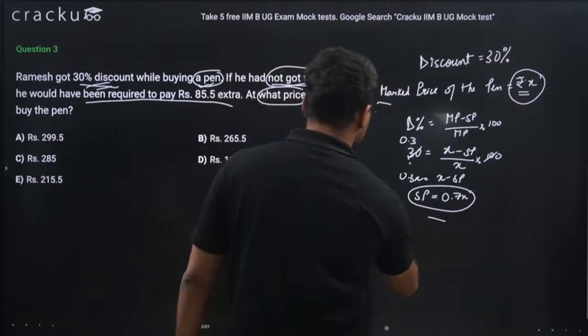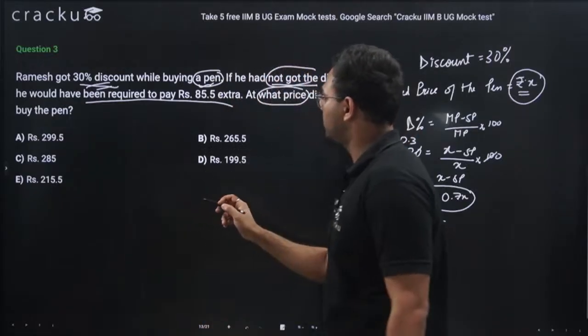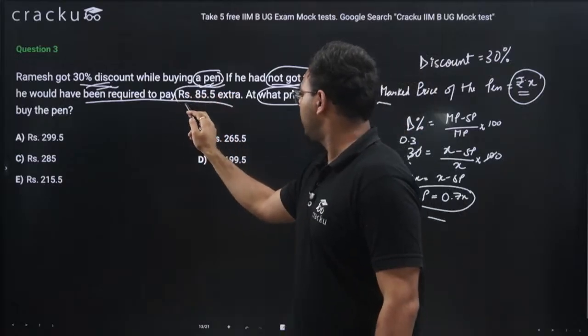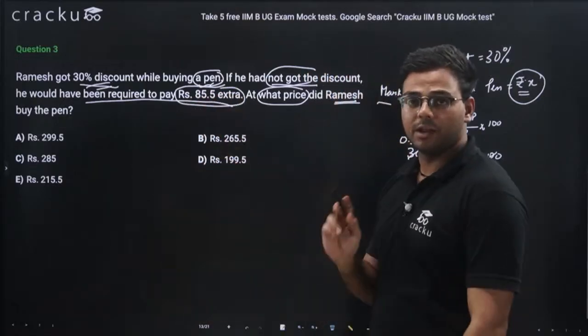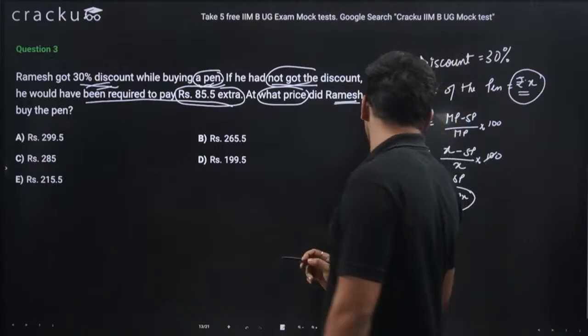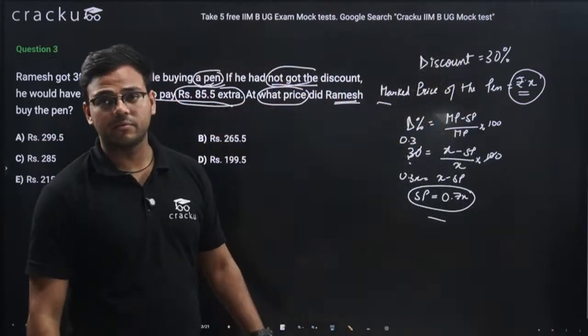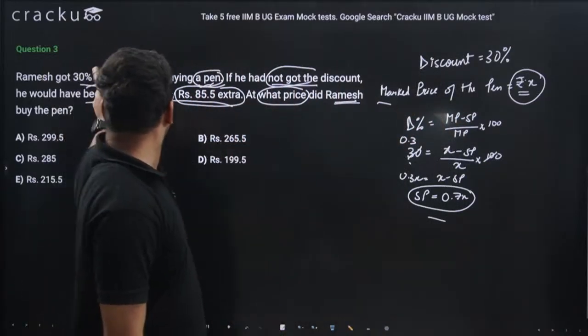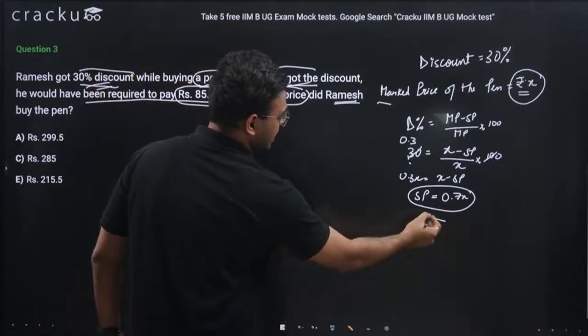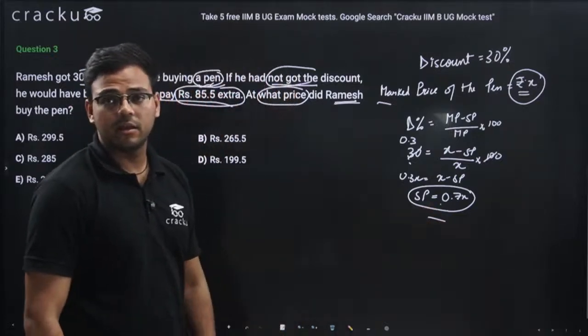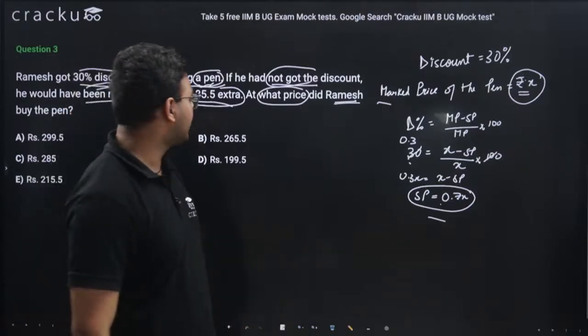So if he had not got the discount, what would the price have been? He would have been required to pay rupees 85.5 extra. What is the amount he is paying? He is getting 30% discount. So the amount he is paying is 0.7x.